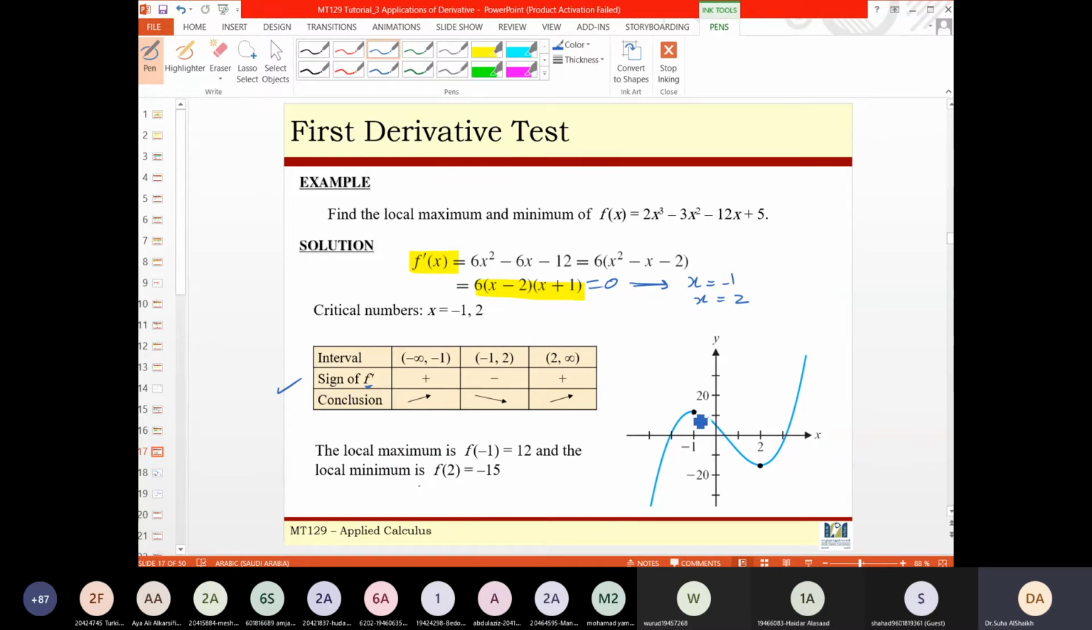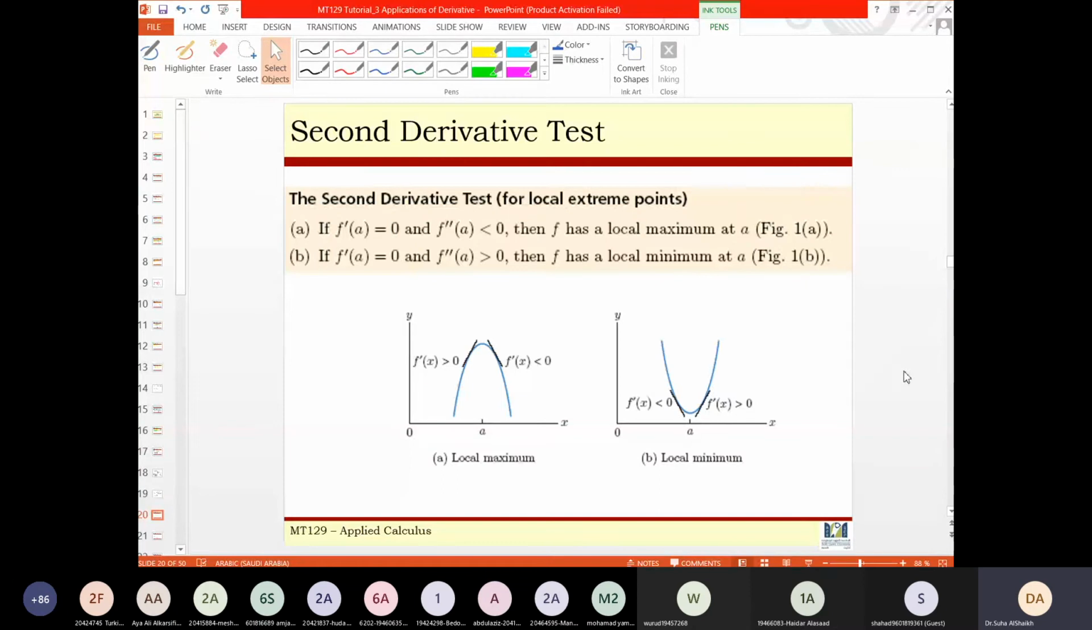And if they want me to draw it, this is the first point and the second point. هذه -1 and 12, and this one is 2 and minus 15. فالfunction increasing, decreasing, increasing again, so almost it looks like this. واضح؟ Yeah, any question?